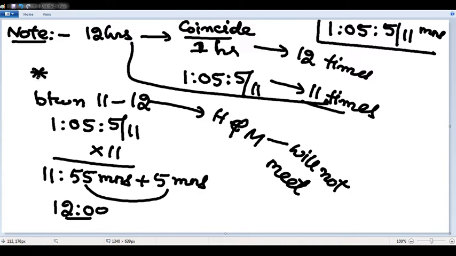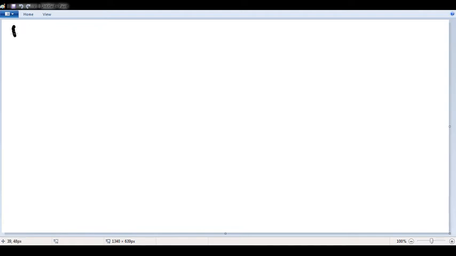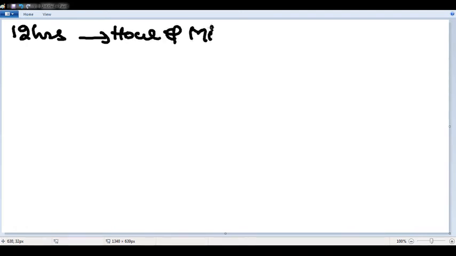Instead of saying like this, I will give you a very different approach and I will tell that why it is 11 times. First write that point. Those of you who are not understanding it, I will again explain it through a different point. Between 11 to 12, hour hand and minutes hand will not meet. In 12 hours, both the hour hand and minutes hand will meet 11 times.